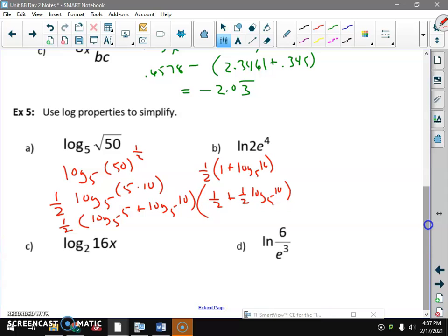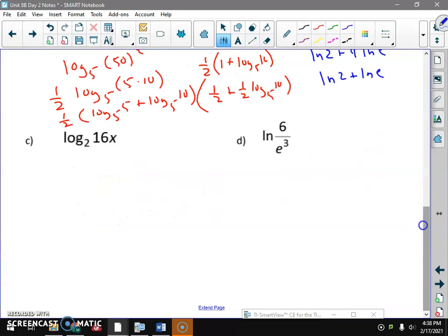All right, next one. Let's pull it apart. ln of 2 plus ln of e to the 4th, ln of 2 plus 4 ln of e, ln of 2 plus 4. Next one.